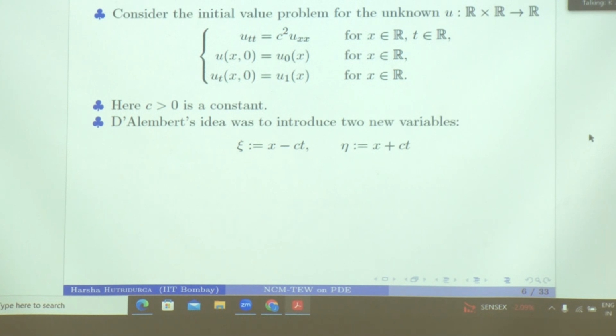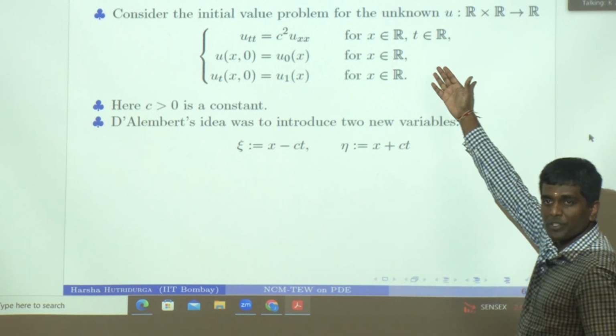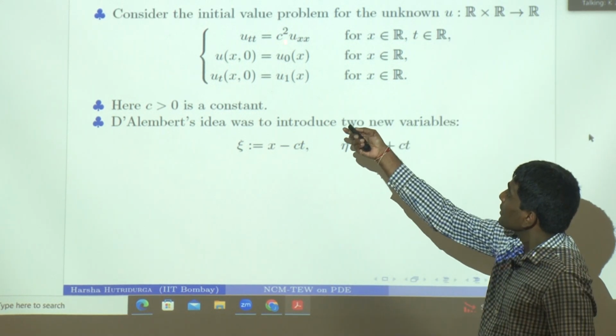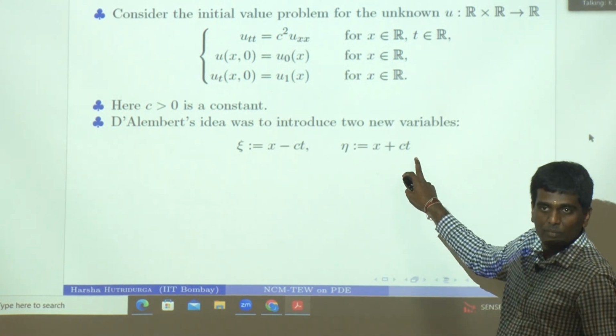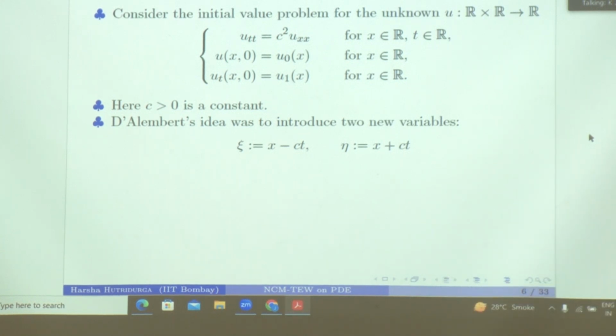So D'Alembert starts like this. He introduces new variables, which essentially involve the old variables in which this problem is posed, x and t, and also that c which is there. Using that he introduces x minus ct and x plus ct. Okay, x minus ct he calls psi, and x plus ct he calls eta. This is a nice change of variables which goes from R2 to R2.